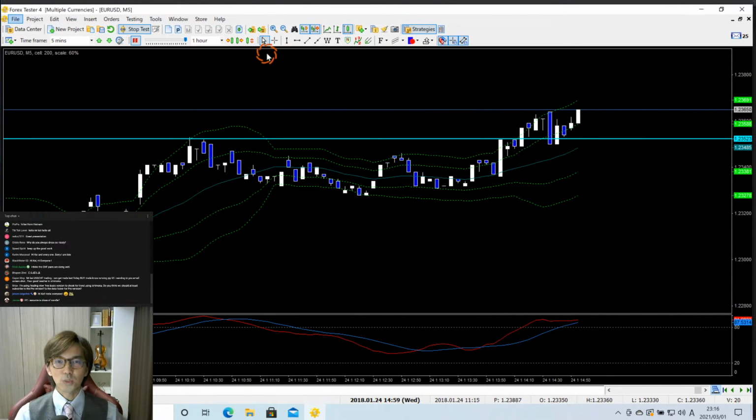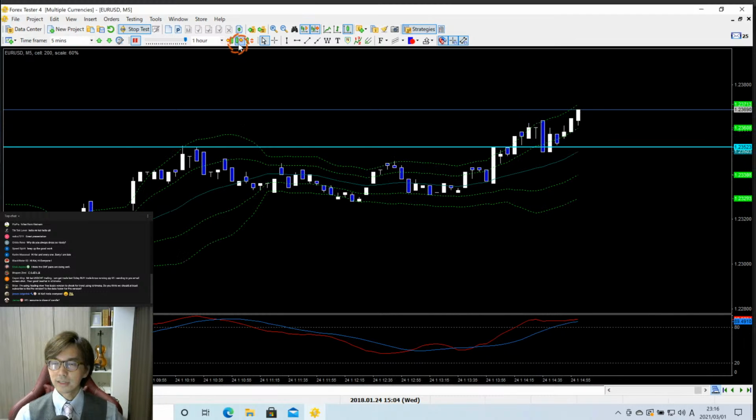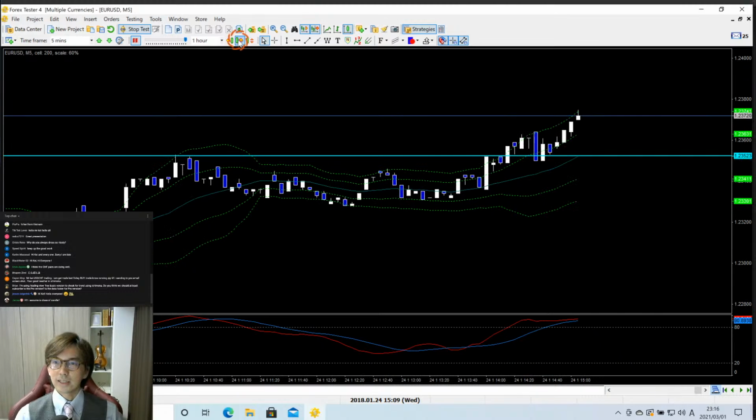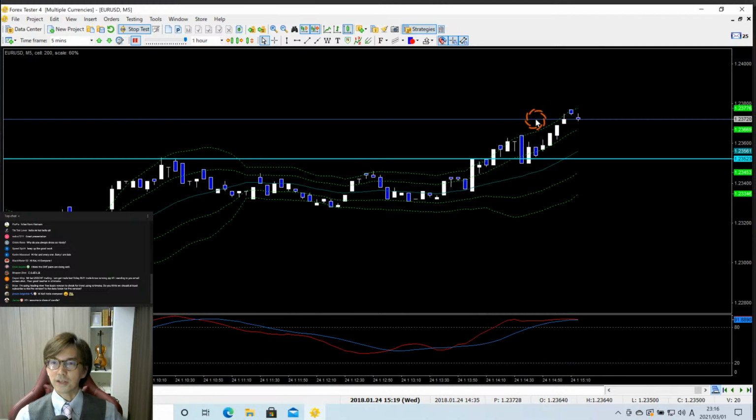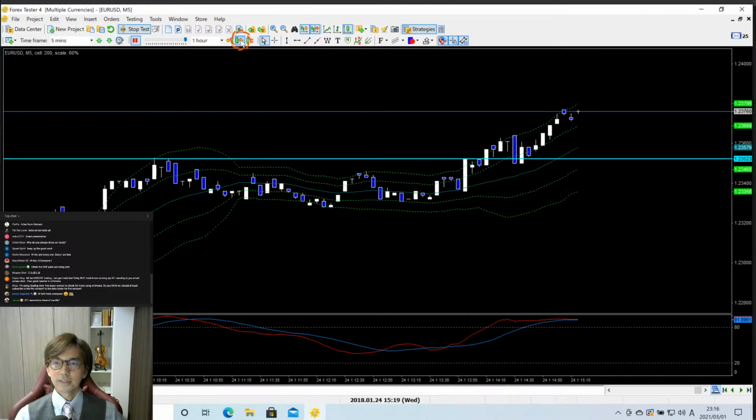Let me just move the candles one by one. Okay, so now it broke above, and let's see. Okay, so it continues to go up, so I still don't jump in this condition. Okay, so there's a retracement. Okay, retracement and pushback. So I think this is a good time to buy.